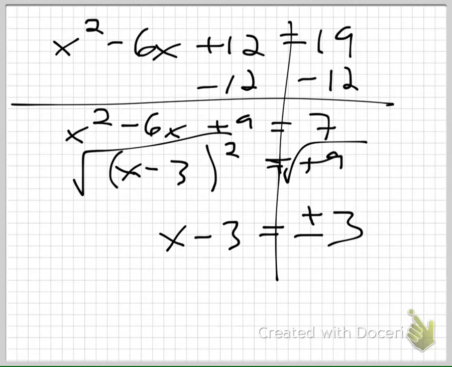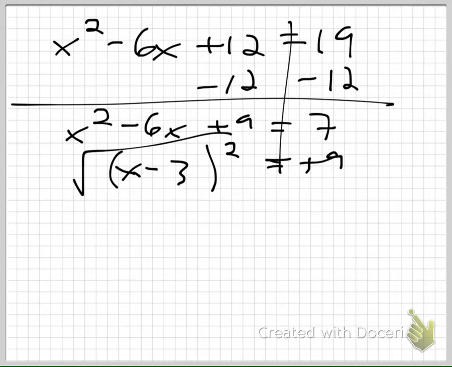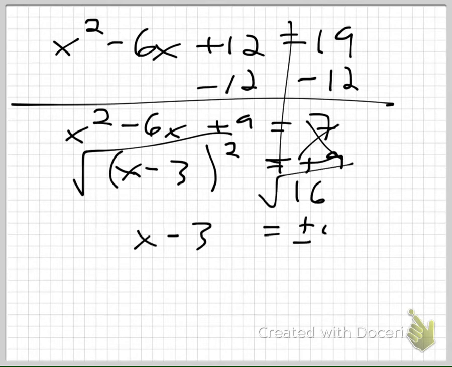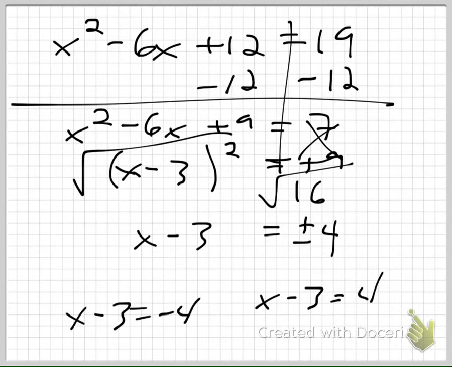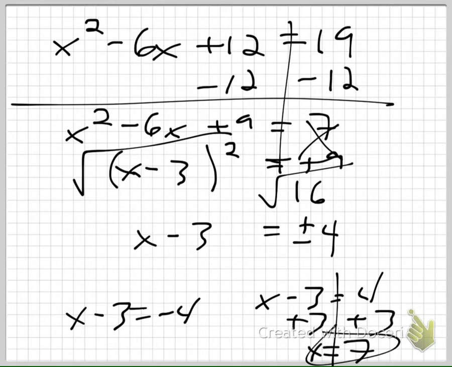Oh, right, sorry, you're right. I forgot to do that. So this should be 16, right? So then when I square root that, it ends up being x minus 3 equals plus or minus 4. What is x minus 3 equal? So x minus 3 equals 4, and x minus 3 equals negative 4. Plus 3, x equals 7. And then over here, plus 3, x equals negative 1.